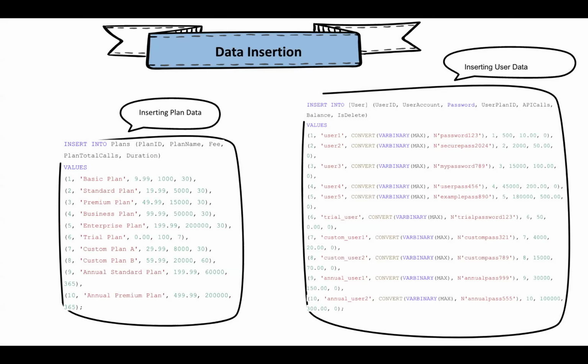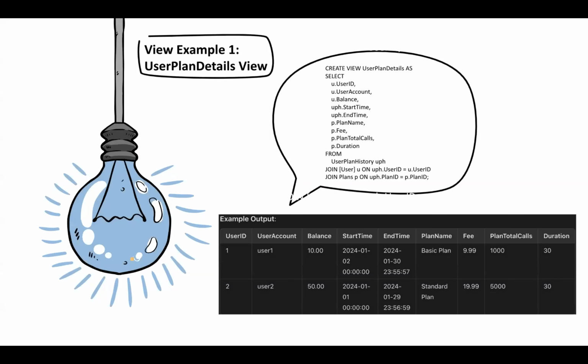Once the tables were created, we implemented the data insertion following a sequence that ensured referential integrity. For example, we inserted data into plans first to populate available subscription tiers, and after that, we inserted users' records that reference those plans. Next, please. For the views, we have implemented 3 views to streamline commonly required queries.